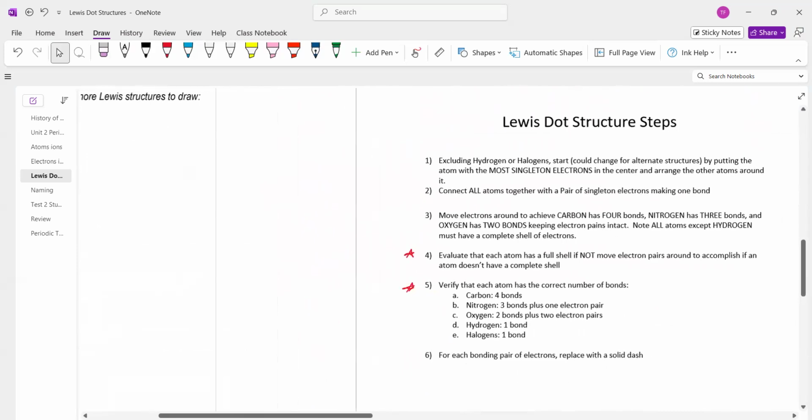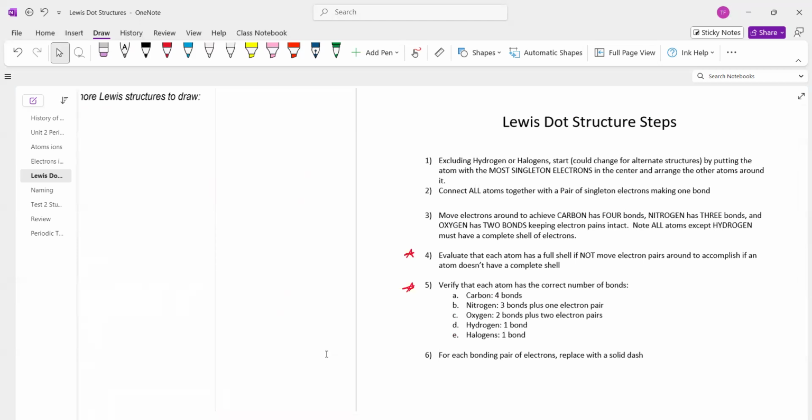Okay, so these 6 steps are what we just did. And steps 4 and 5 have to be followed if you want a legal Lewis structure. Verify each atom has the right number of bonds: carbon 4, nitrogen 2, oxygen 2, hydrogen 1.